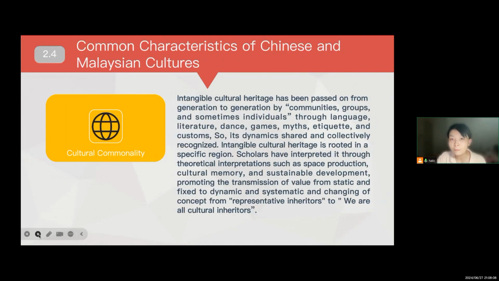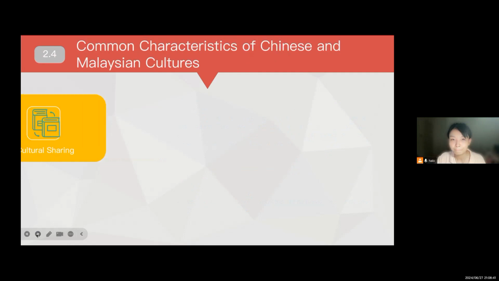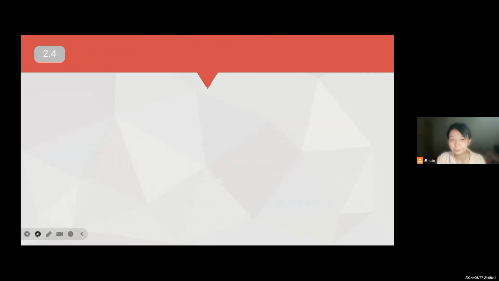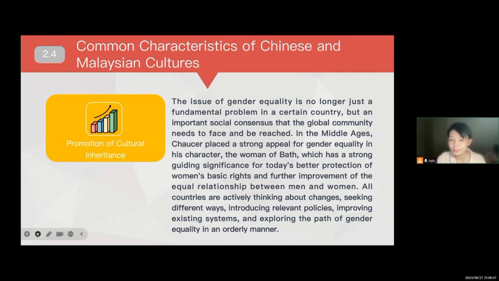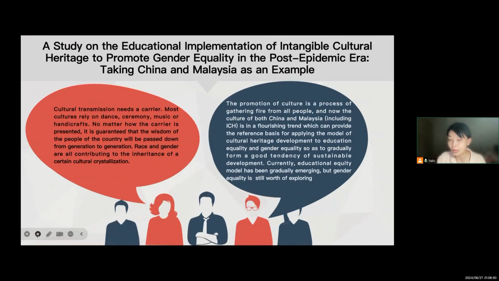And the fourth, that is common characteristics of Chinese and Malaysian cultures. So intangible cultural heritage is important for both countries. It has been passed on from generation to generation by countries, communities, groups, and sometimes individuals through languages, literature, dance, games, myths, etiquette, and customs, and so on. So its dynamics are shared and collectively recognized. As you can see, it's a sharing and promotion of cultural heritage.